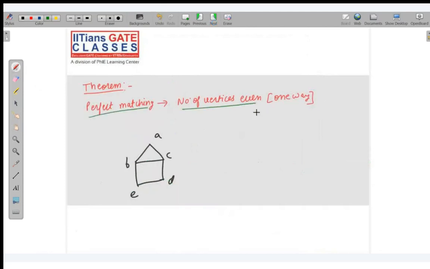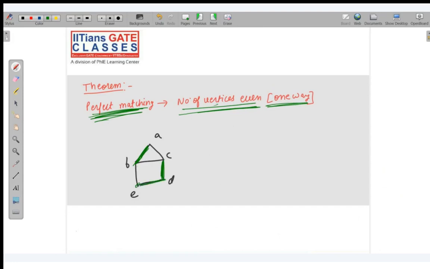Perfect matching: the number of vertices must be even, a one-way theorem. The theorem says if we have a perfect matching, the number of vertices should be even. With odd vertices, we can never have a perfect matching. Why? Because if you take odd vertices like this, by common sense, you take AB and you take CD. So AB are covered, CD are covered. Now to cover E, you have to take either ED or BD. The moment you take EB or ED, your matching property will be disturbed.